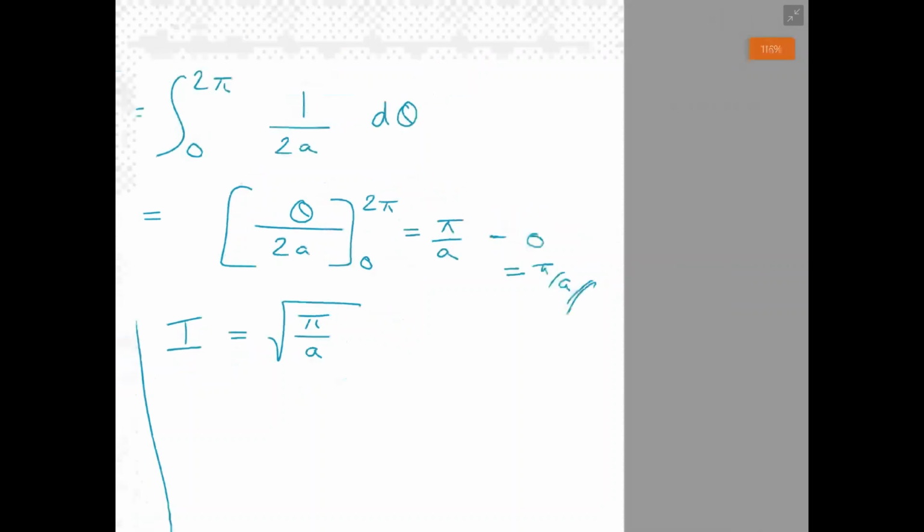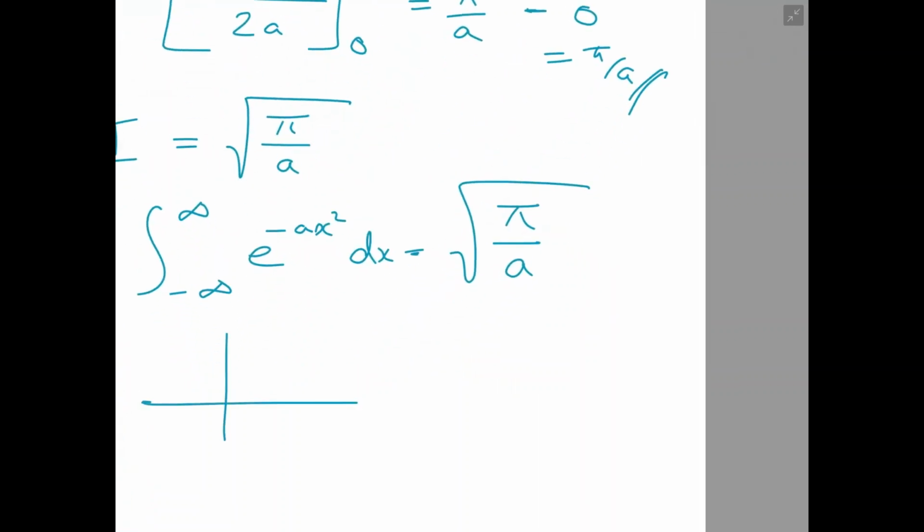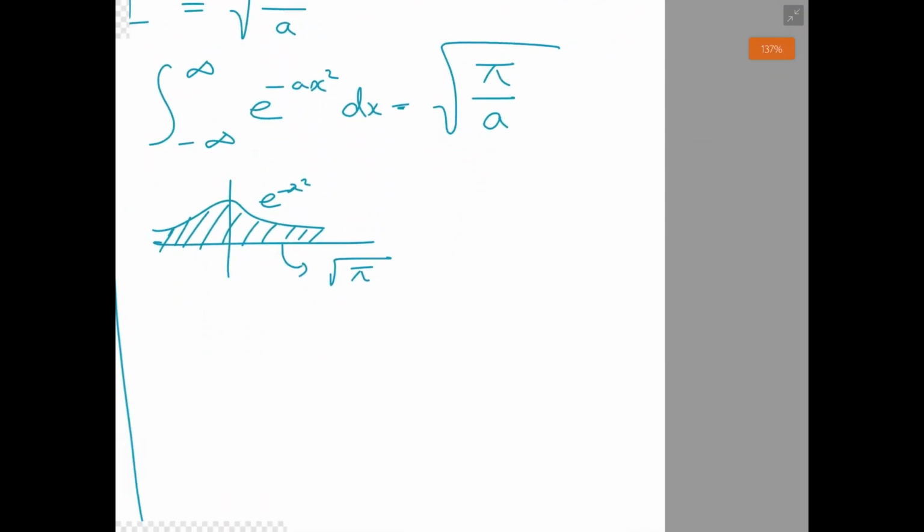So that means the integral from minus infinity to infinity of e to the minus a x squared dx is the square root of pi over a, which is a pretty interesting result if you think about it, because that means if we graph e to the minus x squared, the area it encloses with the x-axis is exactly equal to the square root of pi.